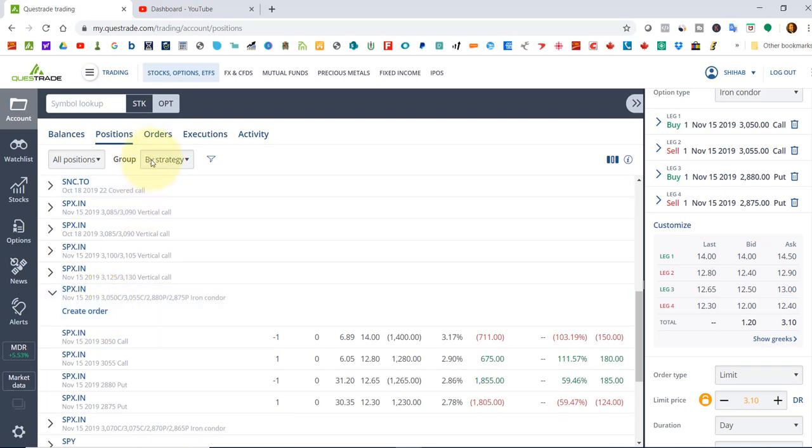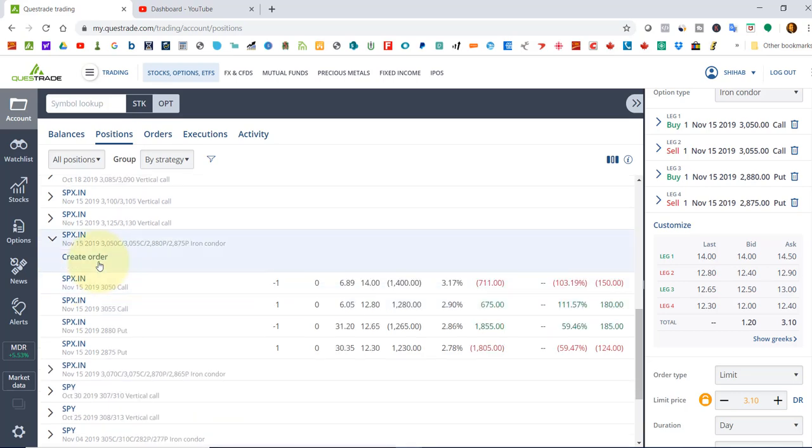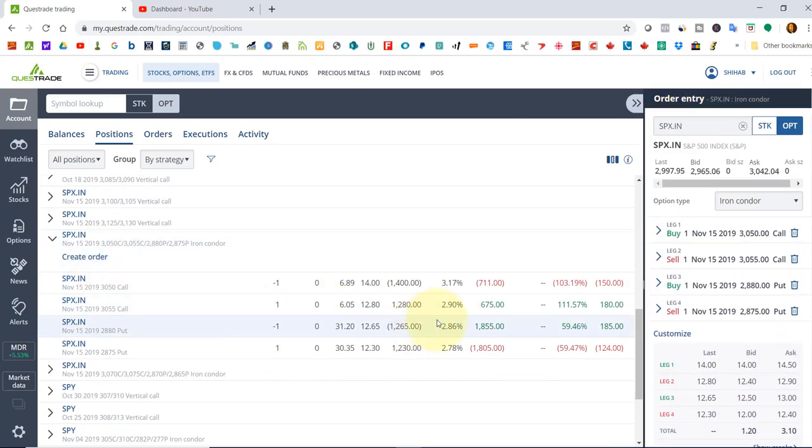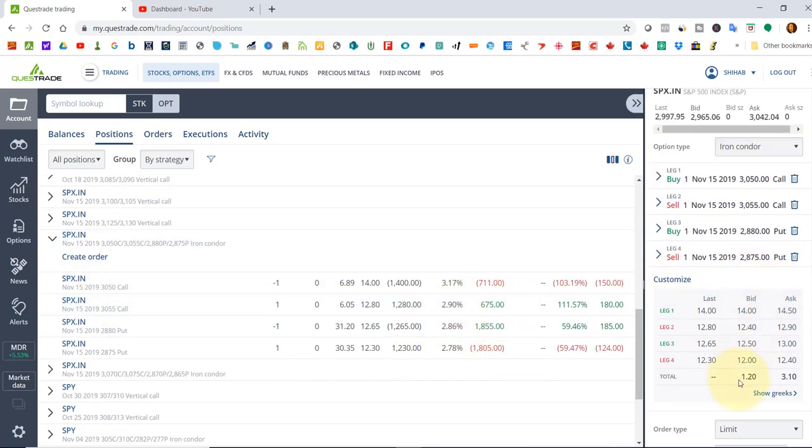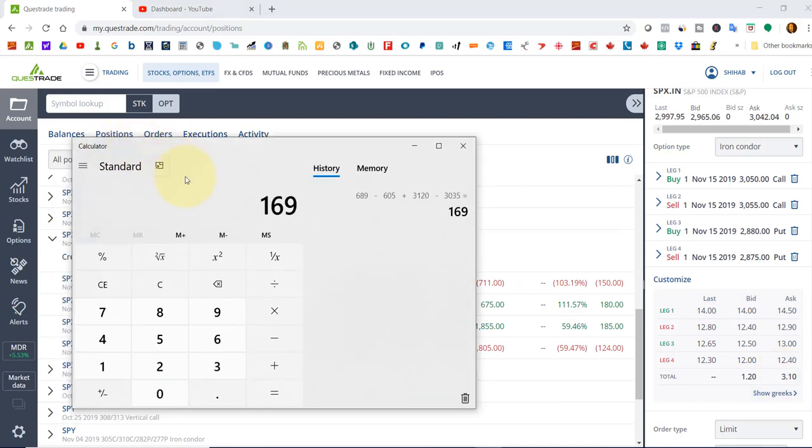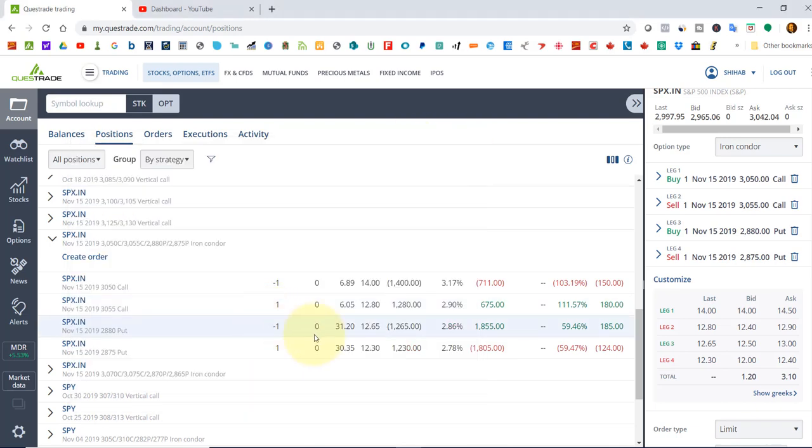Well, as long as I'm under group by strategy, I have the create order button here. Once I click that, it allows me to close the trade. So if I wanted to close the trade right now, I would have to pay something in between 120 and 310. So obviously I'd be closing the trade for a loss because I only collected $169 to open the trade. If I wanted to close it, I would pay around $215. So I'd be losing money to close the trade right now. So it's not a good time to close it.